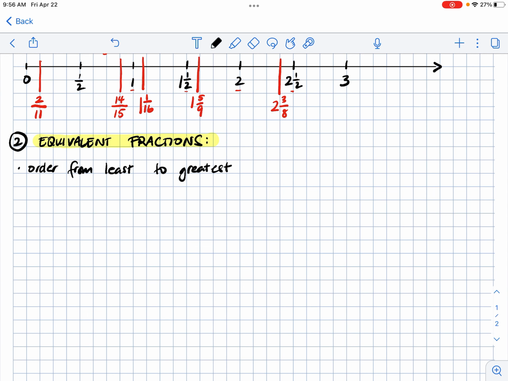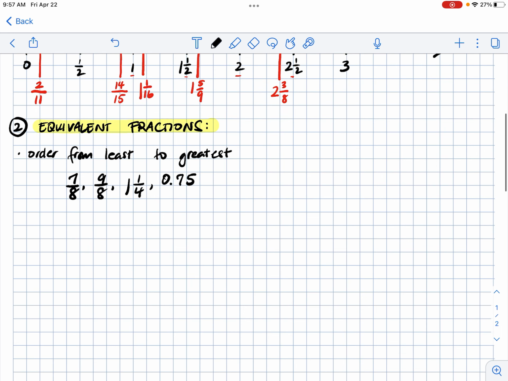So let's go with 7 over 8. I'm going to give you 9 over 8. I'm going to give you 1 1/4. I'm also going to give you a decimal this time. So now the tricky thing is the following. There's two things at play. Number one, you've got two fractions that are over 8 and one fraction that's over 4. You've also got a decimal. So how are you going to deal with that?